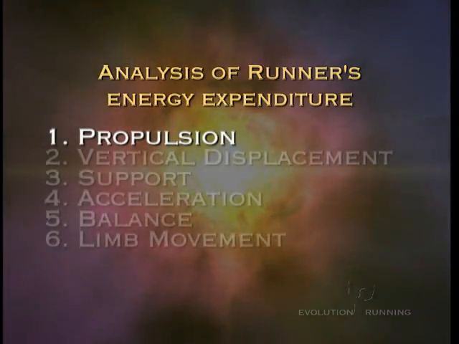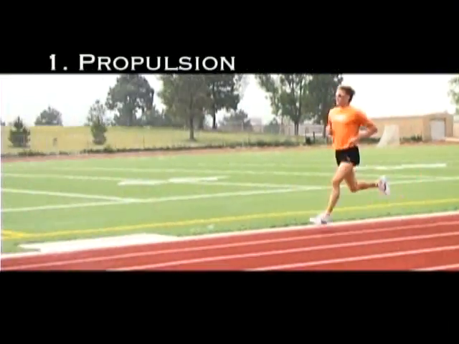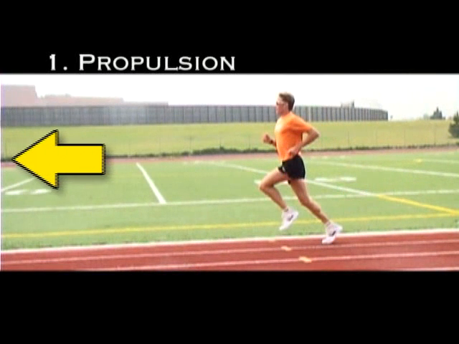Propulsion is the energy required to move a runner forward. This is the one source of energy expenditure that a runner wants to maximize. The more energy available for propulsion, the faster an athlete will run.